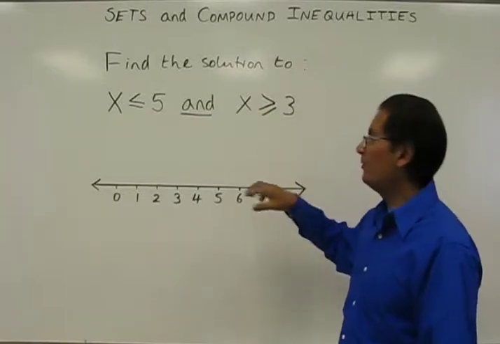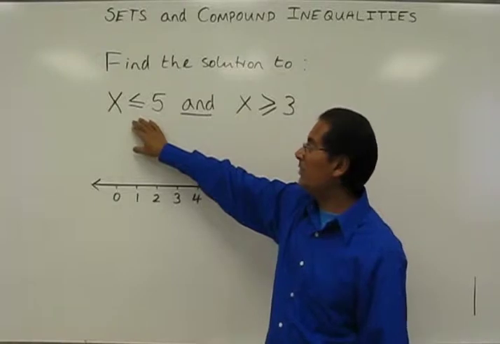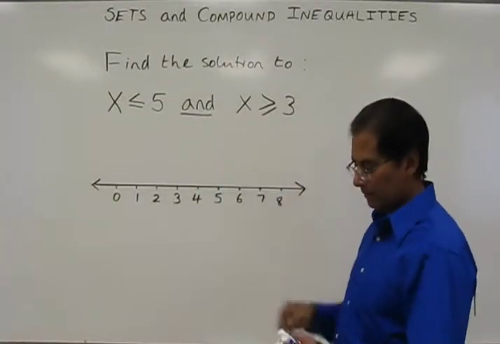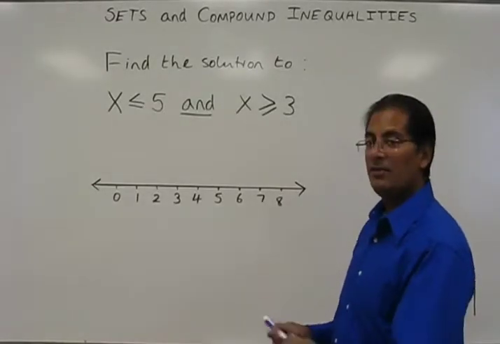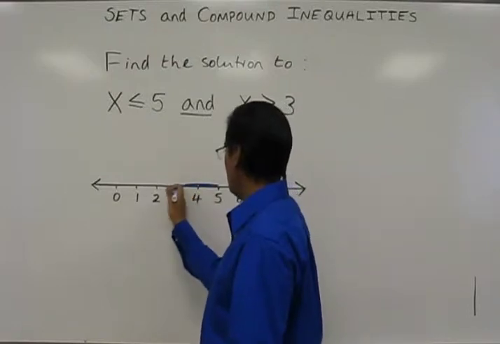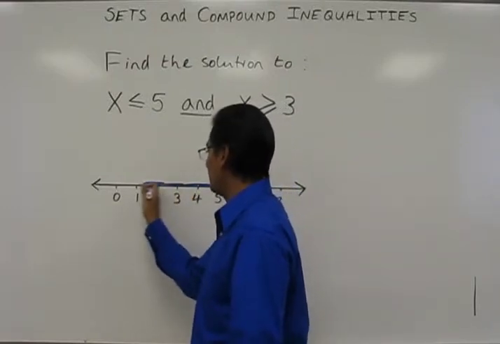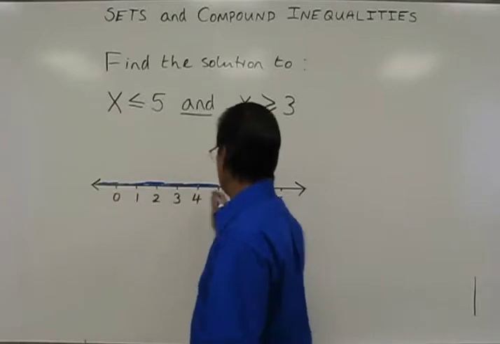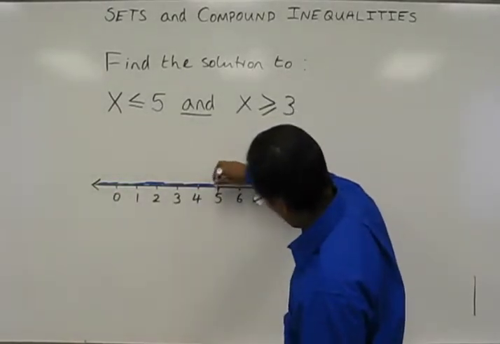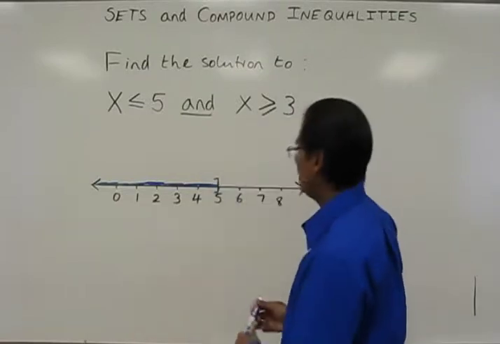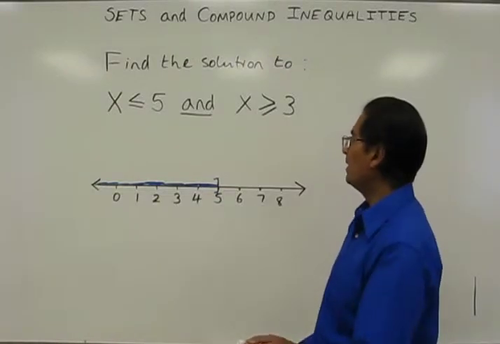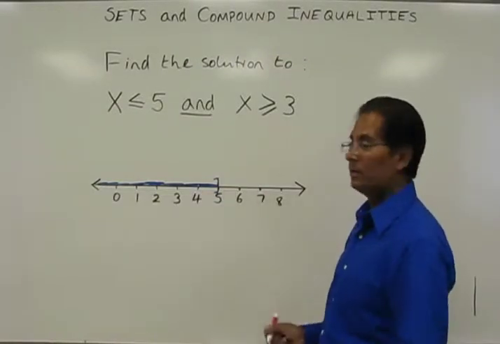So we have two sets of numbers here. We have all the numbers less than or equal to 5 and all the numbers greater than or equal to 3. So x less than or equal to 5, we could shade all those numbers, and that would be all the numbers to the left of 5 on our number line. And because it has an equal sign, we'll use a bracket right at 5 to say we're including 5 in that set. Now the other set of numbers is x greater than or equal to 3.